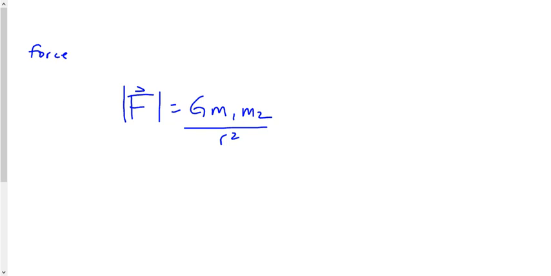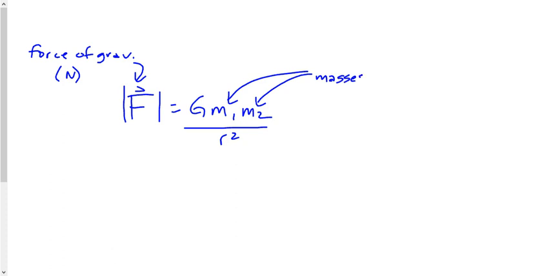Yesterday I gave you an equation that described the force of gravity between any two objects with mass. That equation looked like this. F stands for that force of gravity. That force of gravitational attraction is always measured in newtons. M1 and M2 are the two masses involved. It doesn't matter what order you list these in, just make sure they're measured in kilograms.